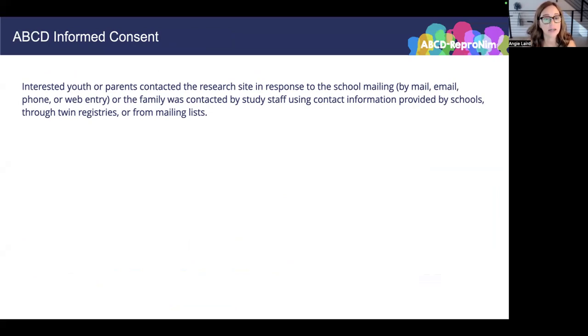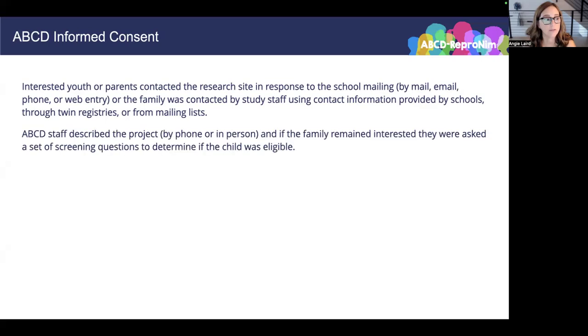Interested youth or parents contacted the research sites in response to the school mailings by mail, by email, by phone, or by web entry. The families were contacted by study staff using contact information provided by schools, through twin registries, or from mailing lists. Now, either by phone or in person, staff described the project in more detail and asked if the family remained interested. The parent or guardian was asked a set of screening questions to determine if the child was eligible. More details are going to be provided in the week 3 lecture regarding study eligibility criteria. If the youth remained eligible, the family was scheduled for an appointment.